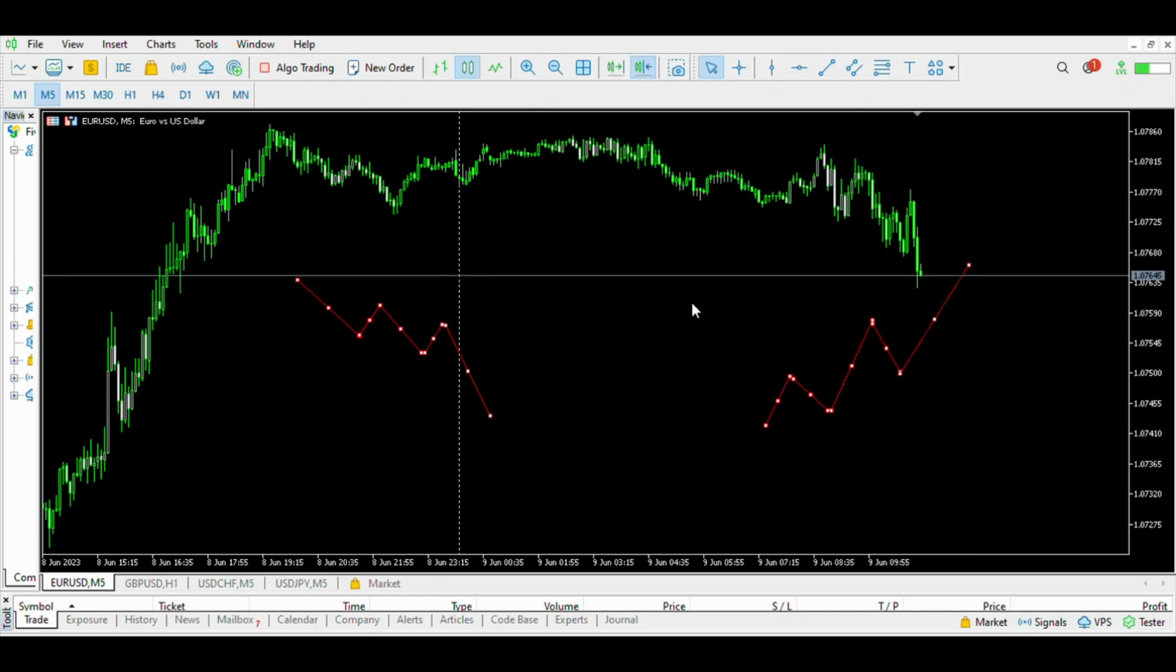So I'm going to show you how to read the charts with no indicators, just reading it using price action. Okay, so you may need your notepads for this one.